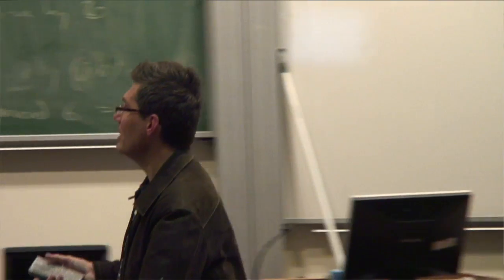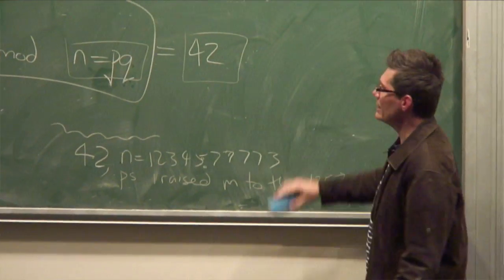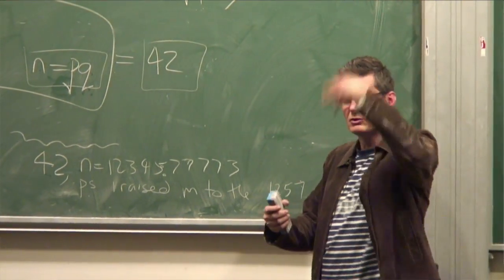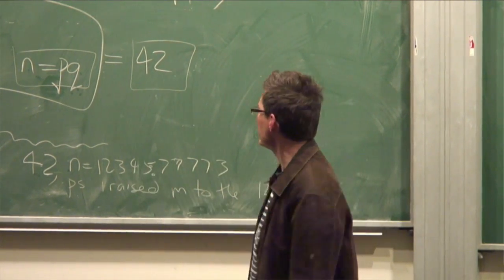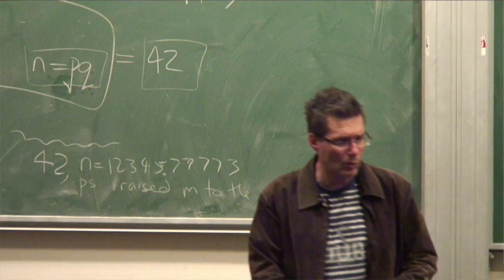And every one of you is going to know what you're modding it by, though maybe no one will know any more than that. And I'm going to look at it, and I'm not going to be able to decode it. So all you're going to have to do is raise it to a power and mod it, and I'm doomed. I can't go backwards. This is what we call a one-way function.